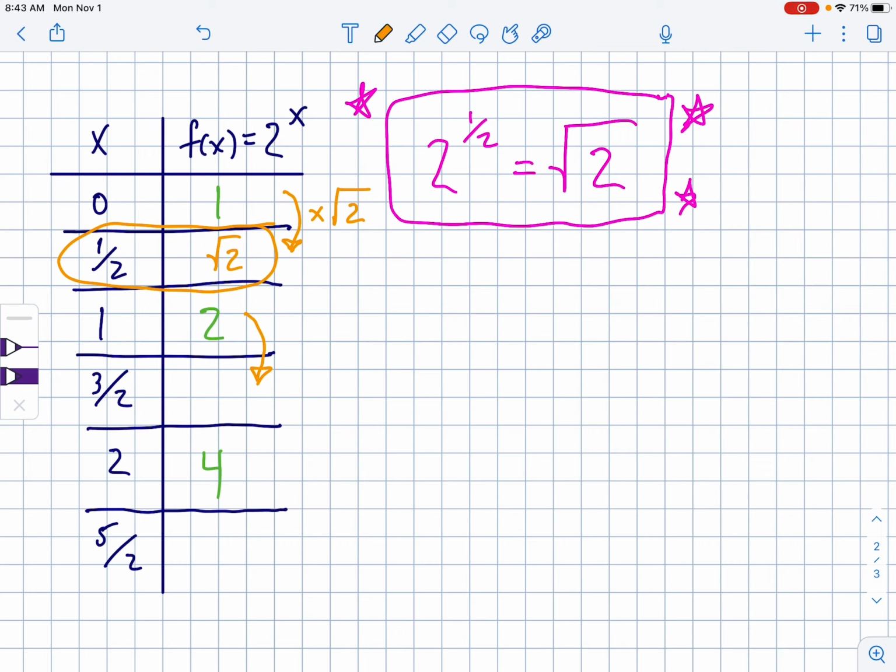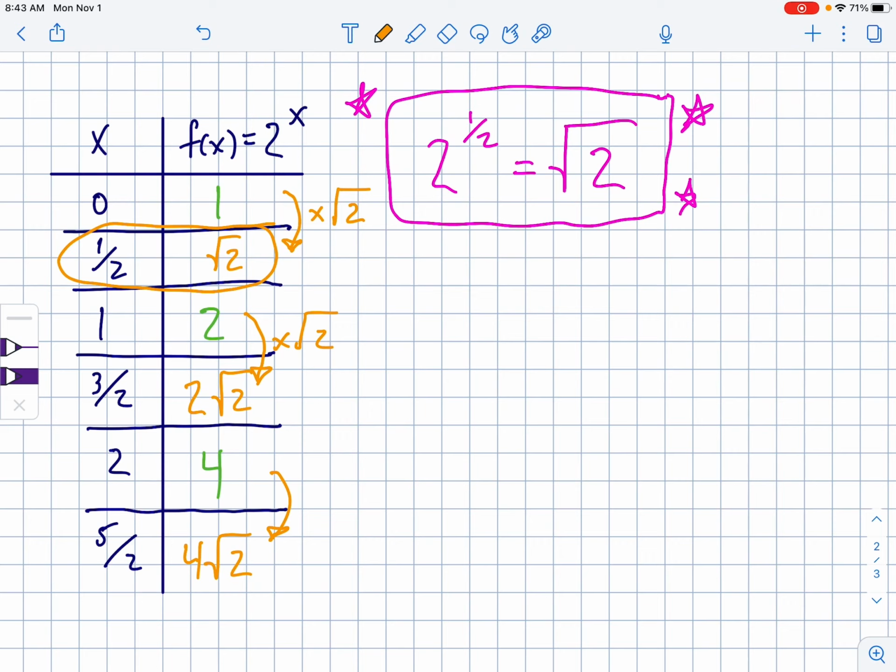Then to get to this next spot here, you would take 2 and multiply it by the square root of 2. So this is 2 root 2. Then the next spot is 4, so this is times square root of 2. And then to get to the next spot again, it would be 4 root 2.